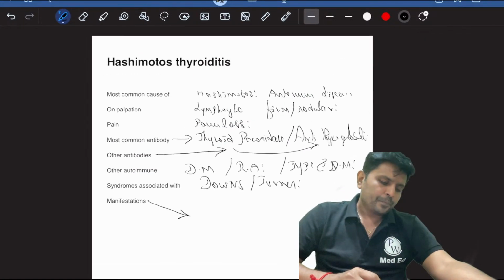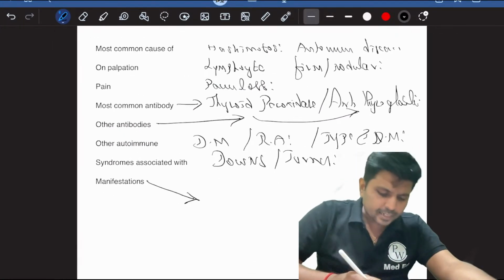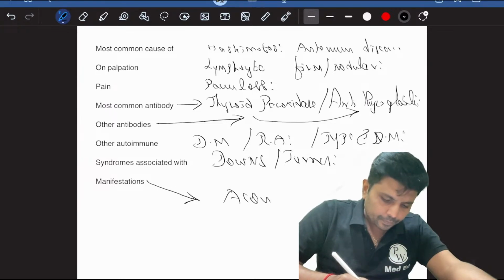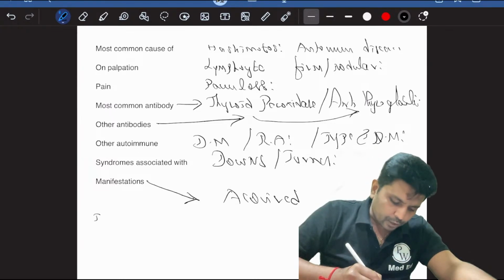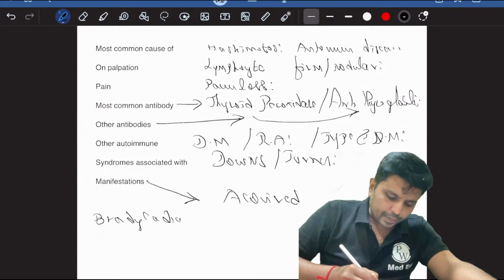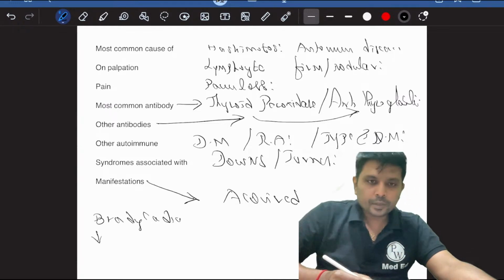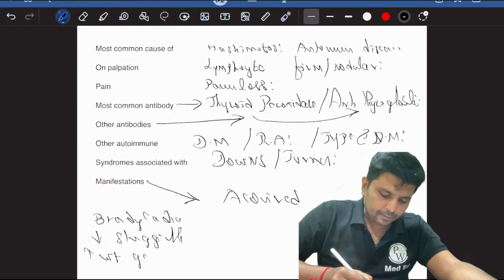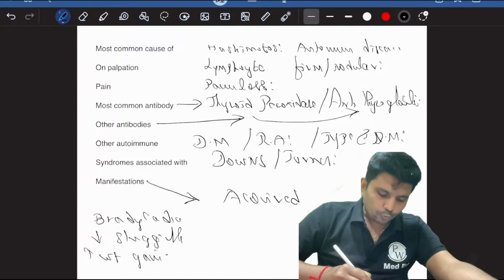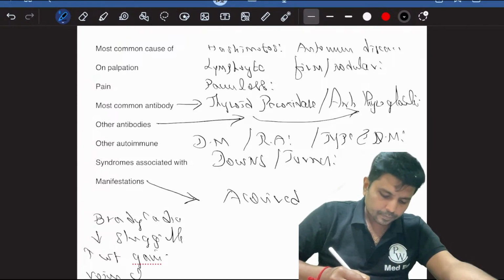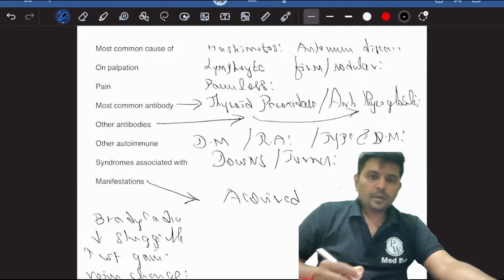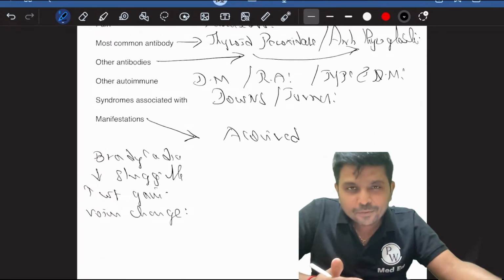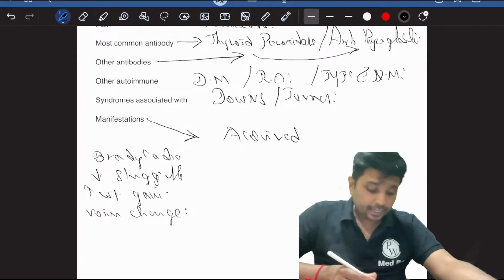Manifestations of this Hashimoto's thyroiditis, since it is acquired. So as usual, you can have bradycardia. As usual, the child will be sluggish, with increased weight gain, voice change. These are all common for both, along with dry skin.